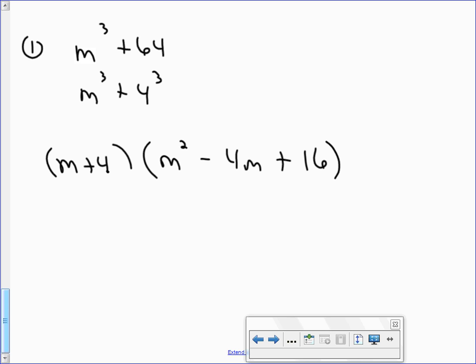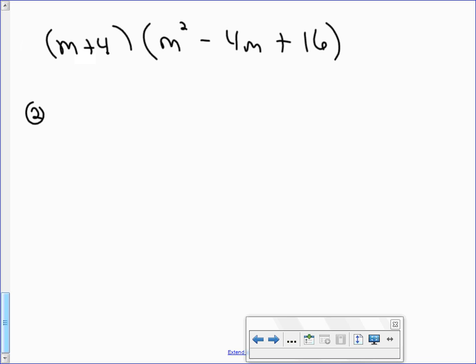Now, if we multiplied that all out, and I'm pretty sure that was on a quiz or a test not too terribly long ago, we would get that answer right there. All right, this next one should have slightly larger numbers in it. I think we can handle it.